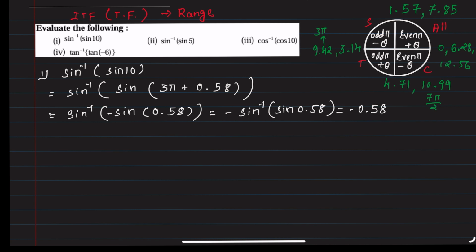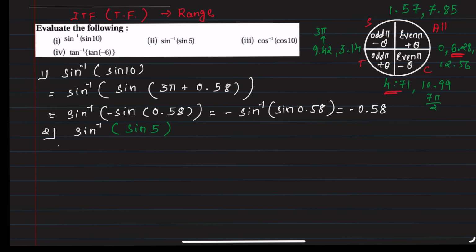Okay. Second sum. Sine inverse of sine 5. 5 lies between 4.71 and 6.28. So it should be in the fourth quadrant. Fourth quadrant means even pi minus theta. So the nearest value will be 6.28, that is 2 pi.